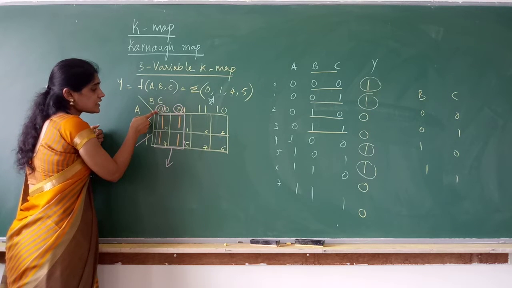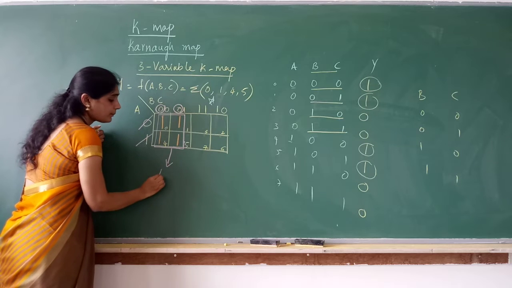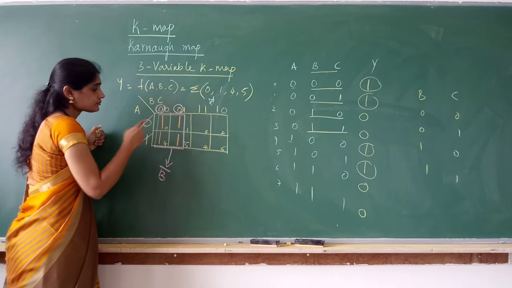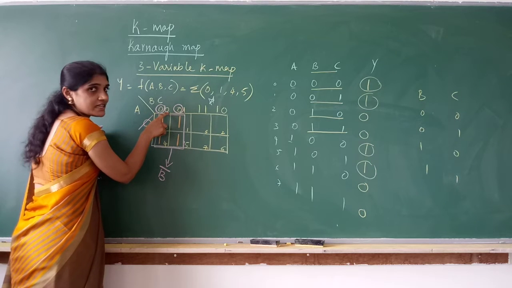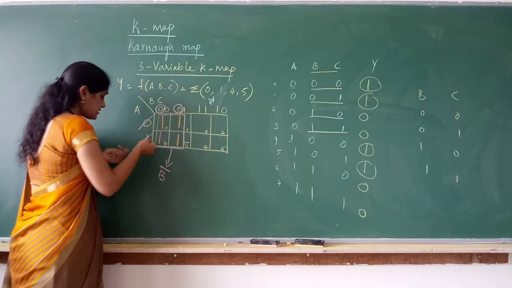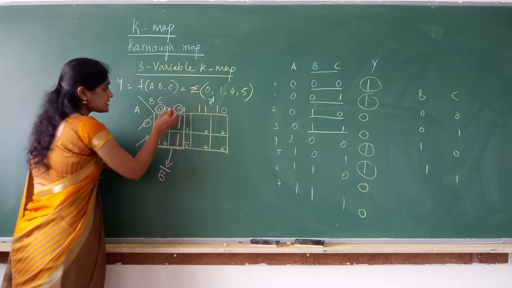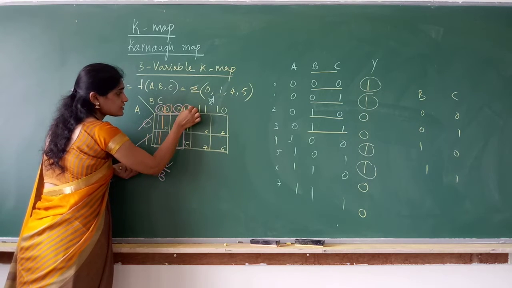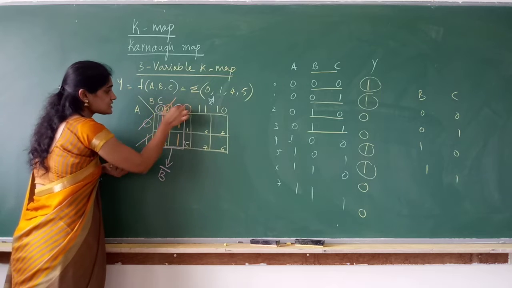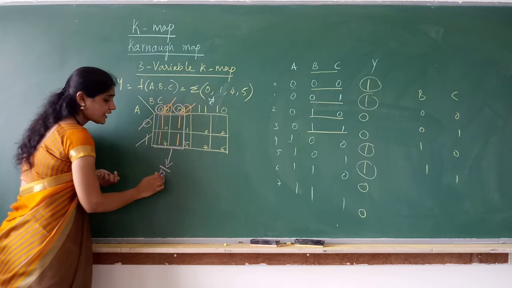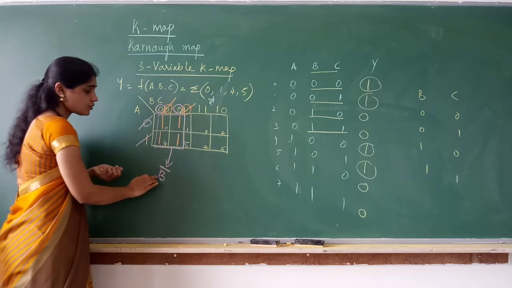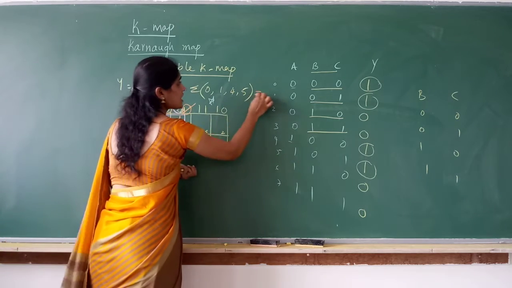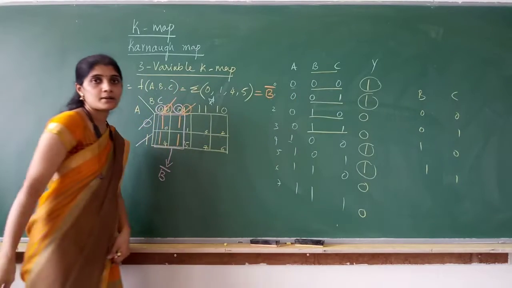So if B is taking 0, what will you write? B bar, isn't it? In min terms, that's how we write. Next, look at C. Let me use another color. C is taking 0 here and C is taking 1 here. So what will I do? I cancel C. C is cancelled. So what is the answer I got? B bar. After simplification I got B bar as the answer.